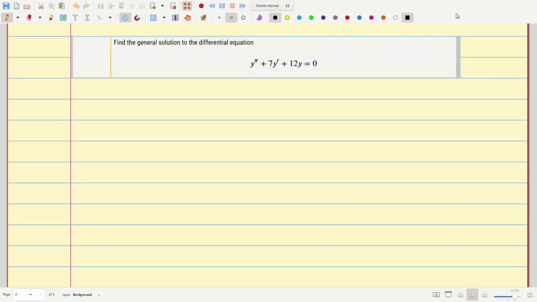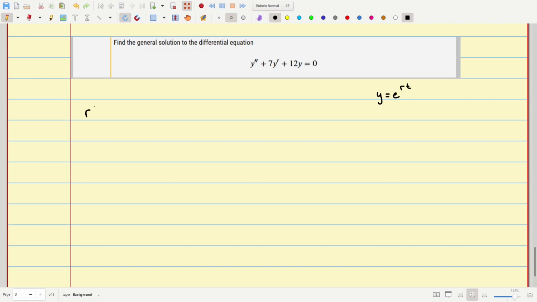Okay, here we have a question where we're just looking to find the general solution of a second order linear equation with constant coefficients. This is a homogeneous case, so our solution is very straightforward. All we're going to do is, under the assumption that our solution has the form y equals e to the rt, plug this in, use the characteristic equation, find the roots, and then find the form of our solution.